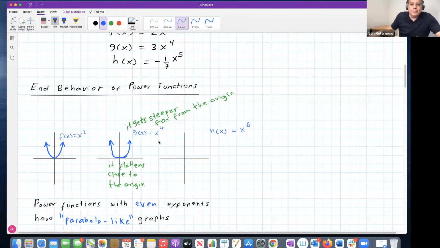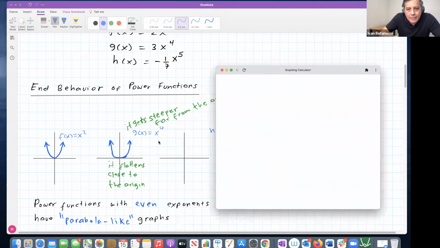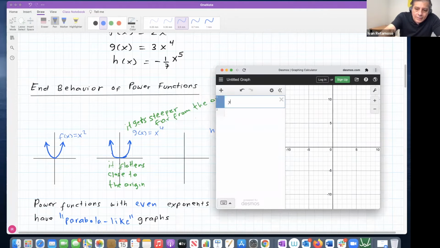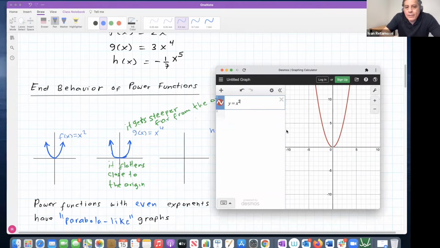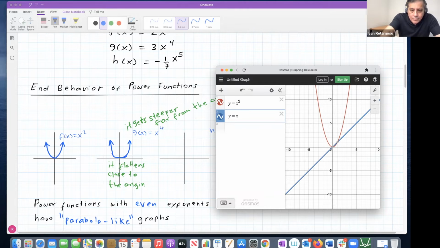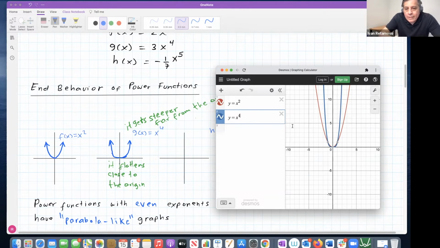Okay, but now for you to see how this works, I'm going to use our Desmos graphing calculator. y equals x squared. This is the parabola that we have here, right? Now let's see the effect of changing our exponent from 2 to 4. Notice, right? The new graph, as we describe here, gets flatter around the origin and then gets steeper as you go away from the origin, right? Steeper, it's this blue graph.